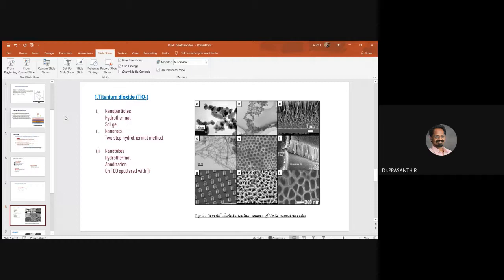Next one is TiO2 nanorods. These are grown using a two-step method. In the first step, a compact TiO2 layer is grown over FTO coated glass by spray pyrolysis. In the second step, hydrothermal synthesis is carried out by placing the compact TiO2 layer inside a Teflon lined stainless steel autoclave containing titanium precursor and water. So here also the control in morphology of these nanorods can be done by changing the surfactant and solvent composition.